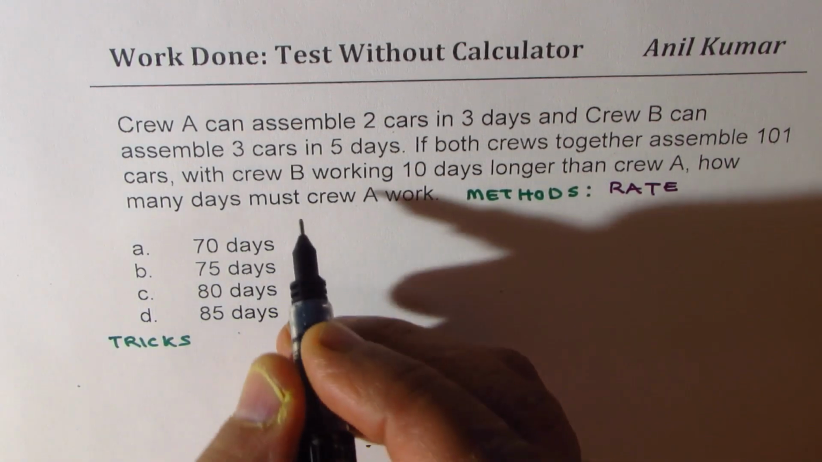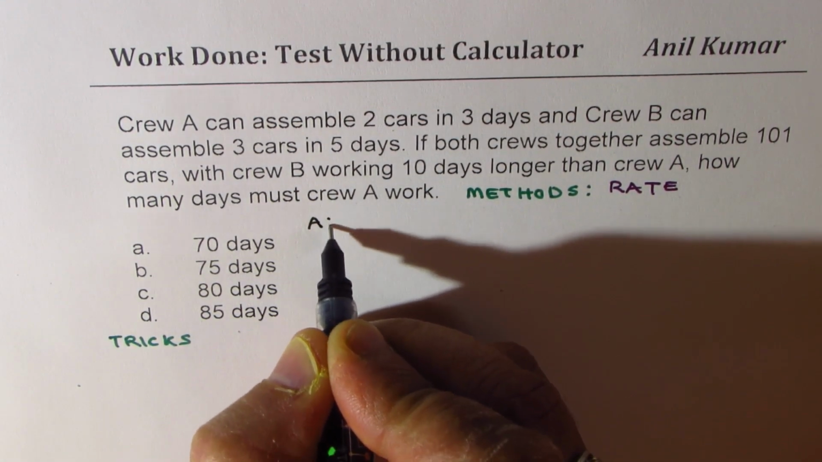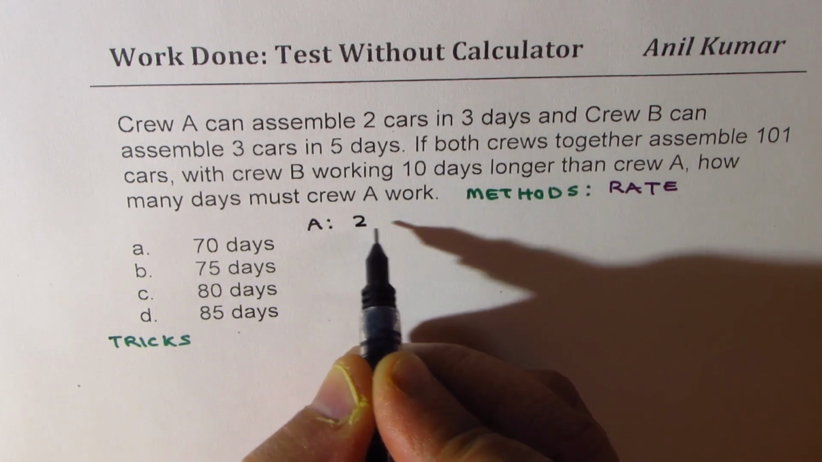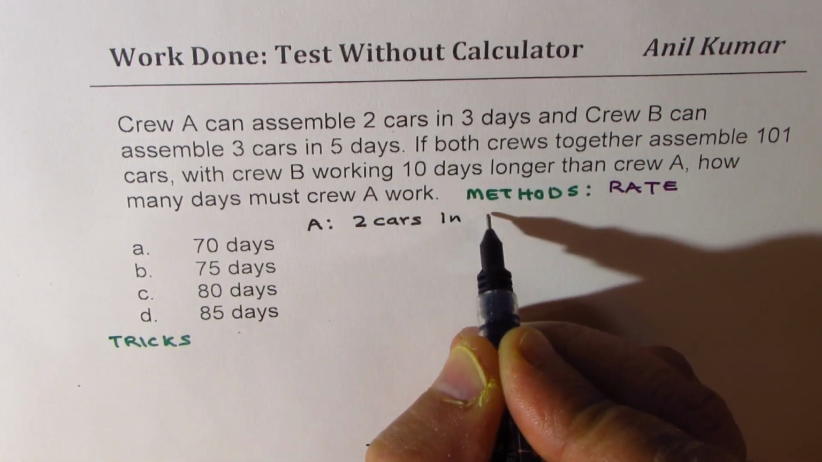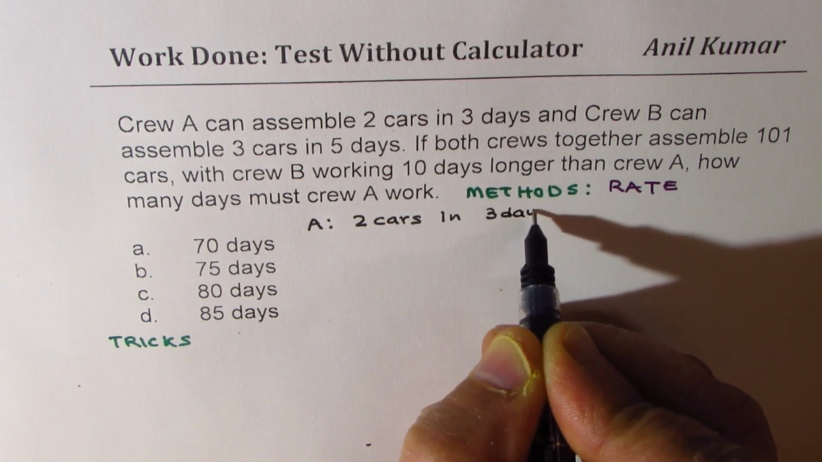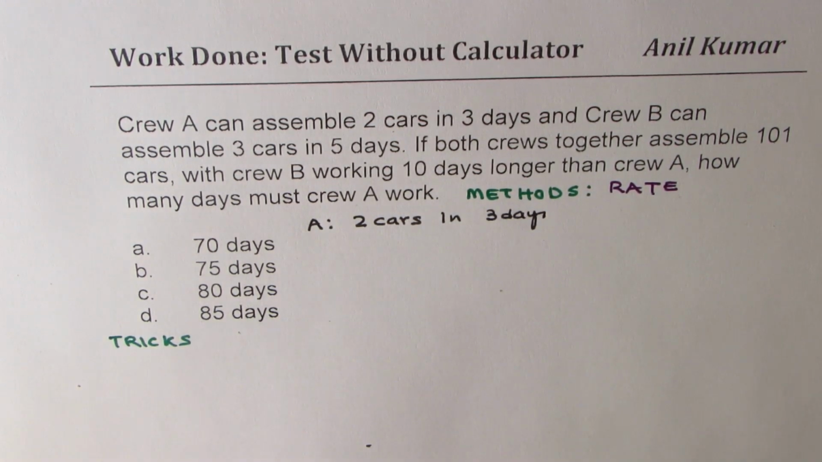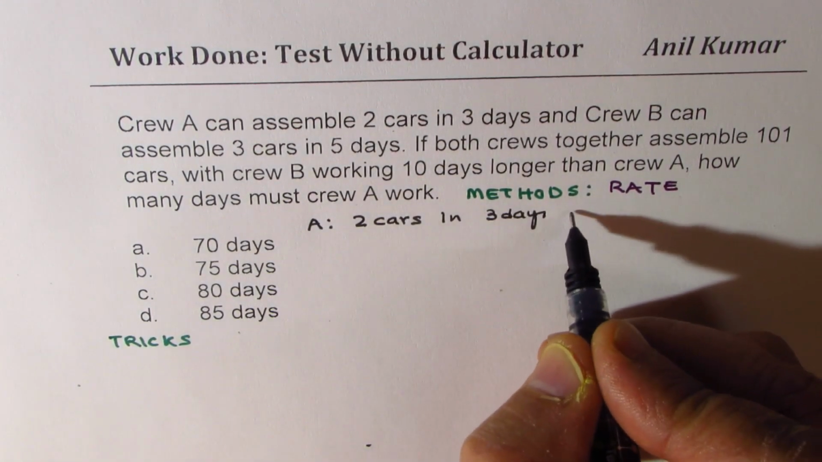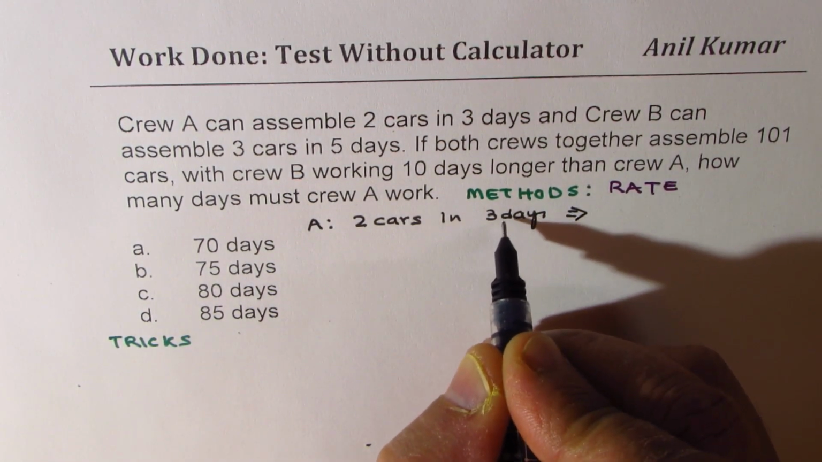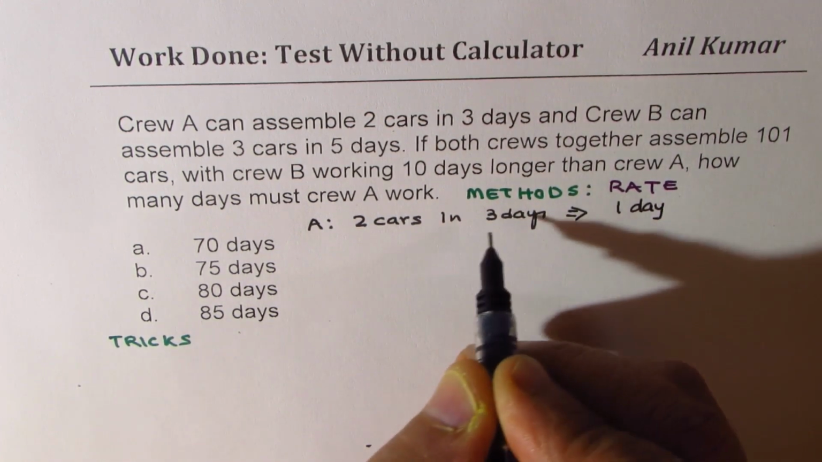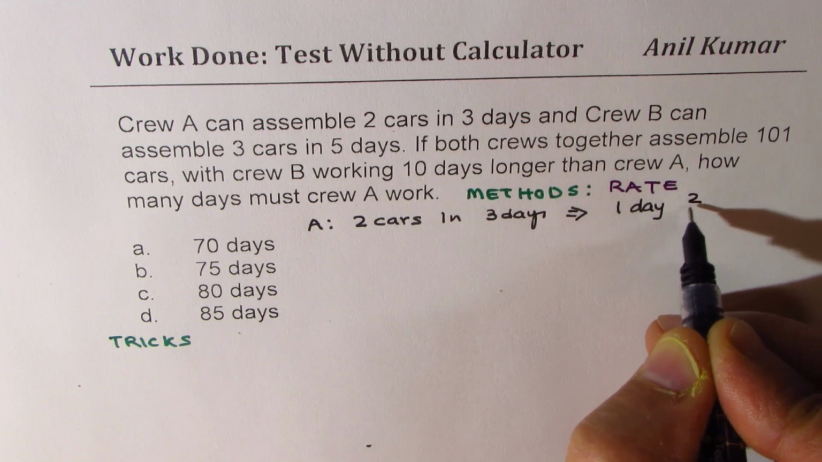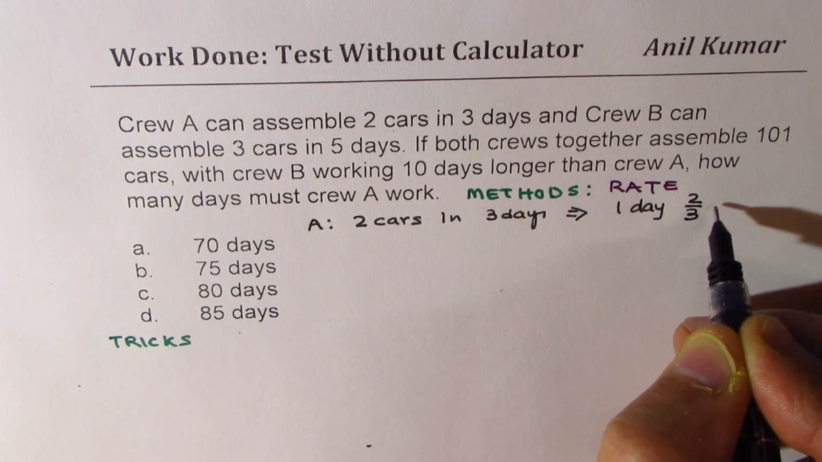Now we have Crew A, which assembles 2 cars in 3 days. That means one day how many cars are assembled. So that implies that 3 days 2 cars, 1 day 2 by 3 car, right? Not even a complete car, but 2/3 of a car.